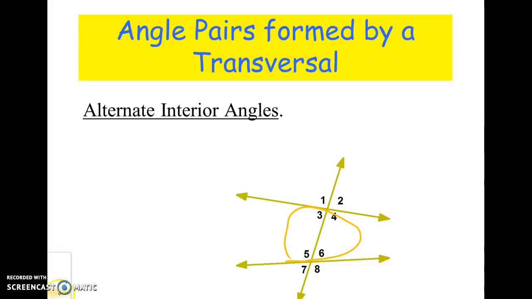So if we look, we've got angle 3 and angle 6 are alternate interior angles. They are inside the parallel lines, but they are also on opposite sides of the transversal. So that's where you get the word alternate from. Interior because they're inside the lines, alternate because they're on opposite sides of the line. So angle 3 and angle 6 are alternate interior. And then if you notice, there's another set of alternate interior angles. Angle 4 and angle 5 would also be considered alternate interior angles. So angle 4 and angle 5 would be alternate interior.